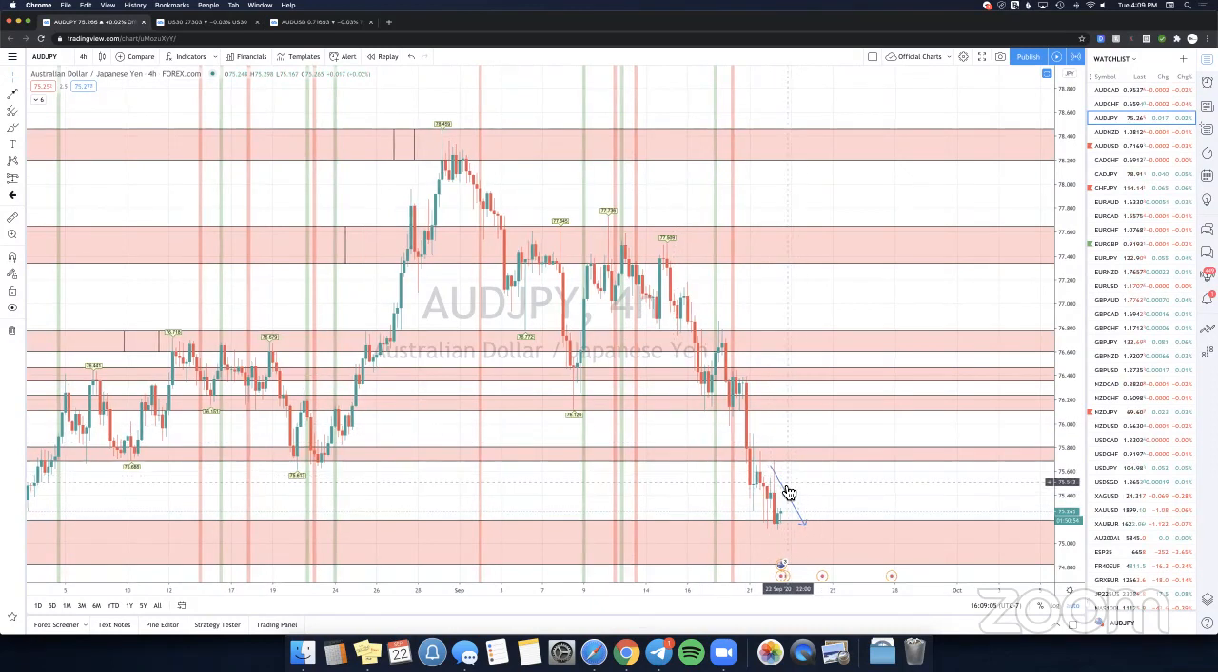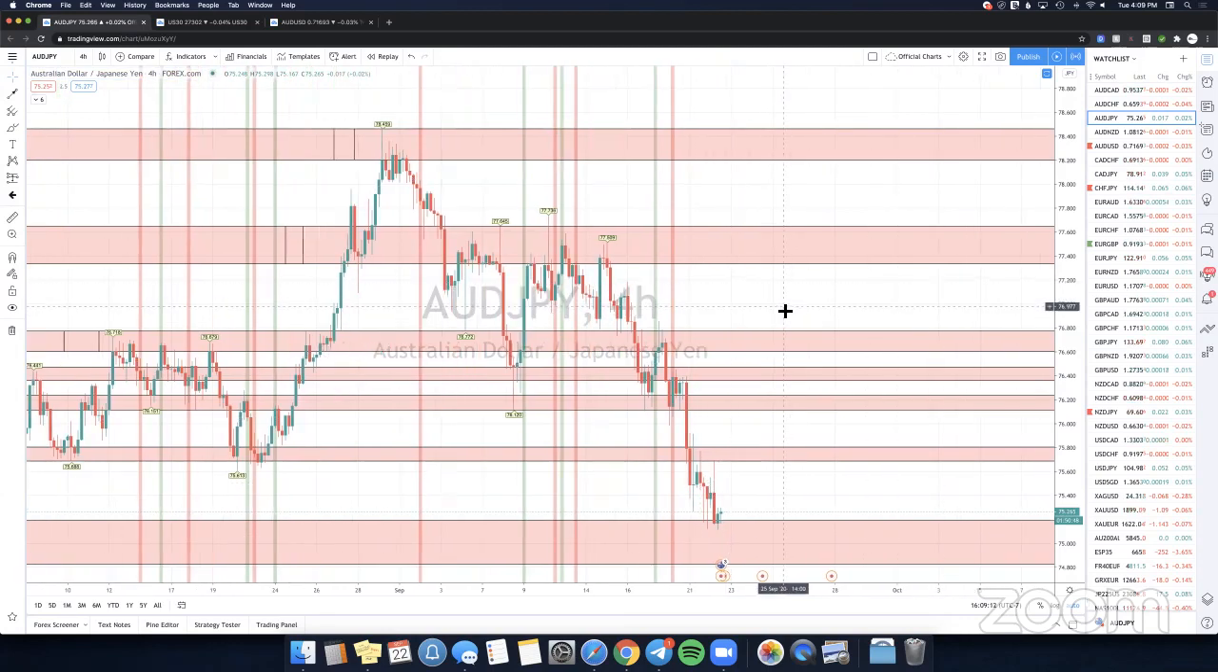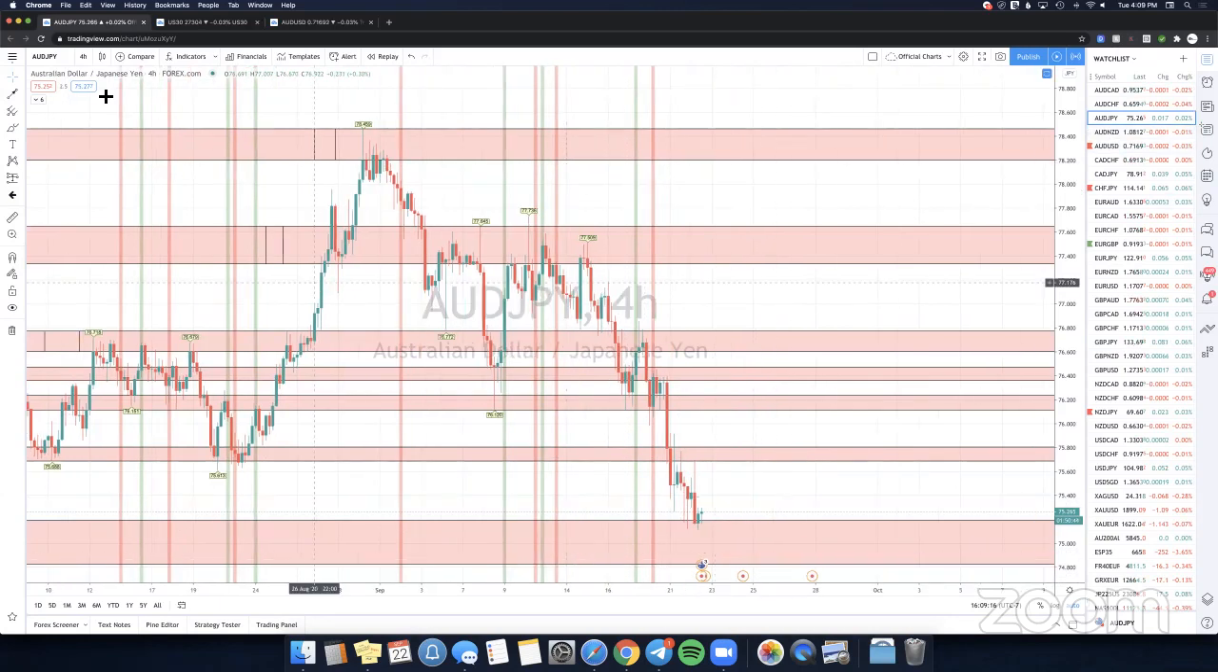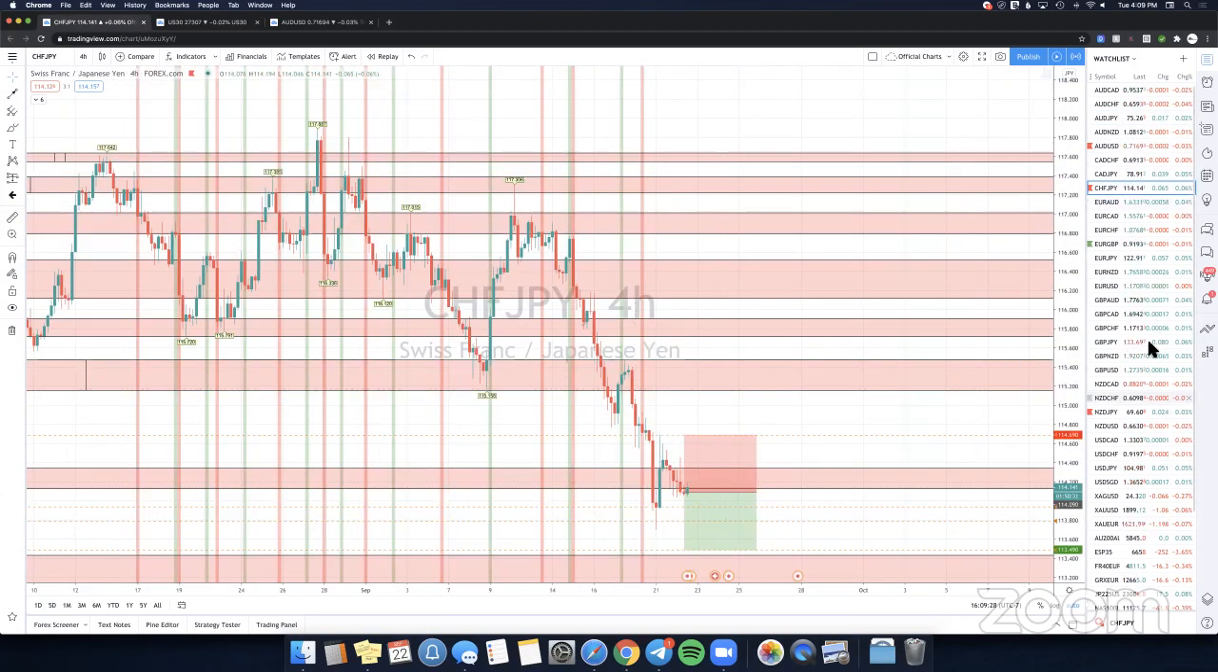Otherwise, just keep your stop losses tight, exit when you have profit, and then pretty much just ride that wave. But we're right here on AUDJPY. Like I mentioned right here, it'll probably retrace up a little bit. And then if the JPY keeps dropping, it'll probably drop down even further to match up with pretty much all the other JPY pairs.